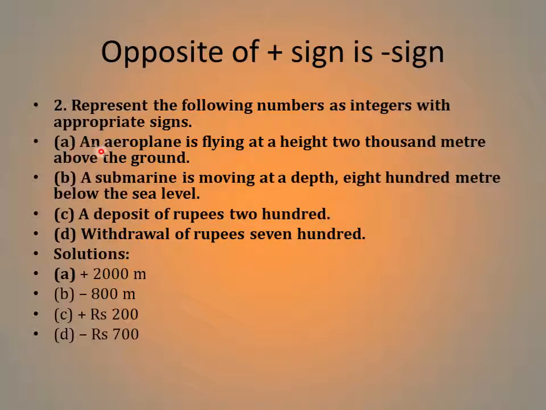Okay, so what is the first one? An aeroplane is flying at a height of 2000 meters above the ground. So what is it? Plus 2000 meters. A submarine is moving at a depth of 800 meters below the sea level. So minus 800 meters. A deposit of rupees 200, plus 200. Withdrawal of rupees 700, minus 700.